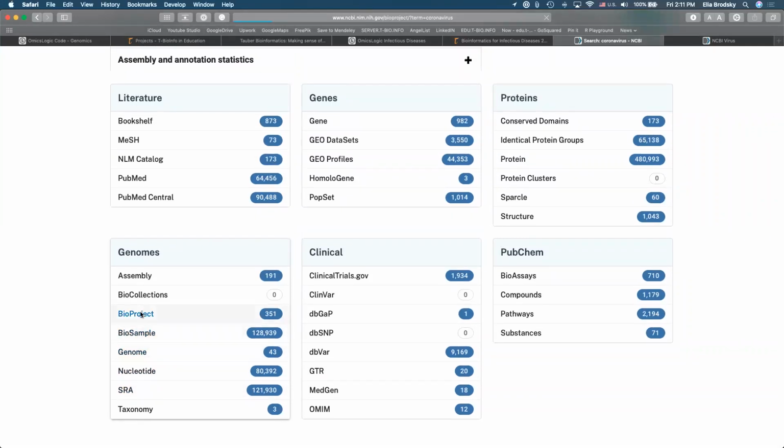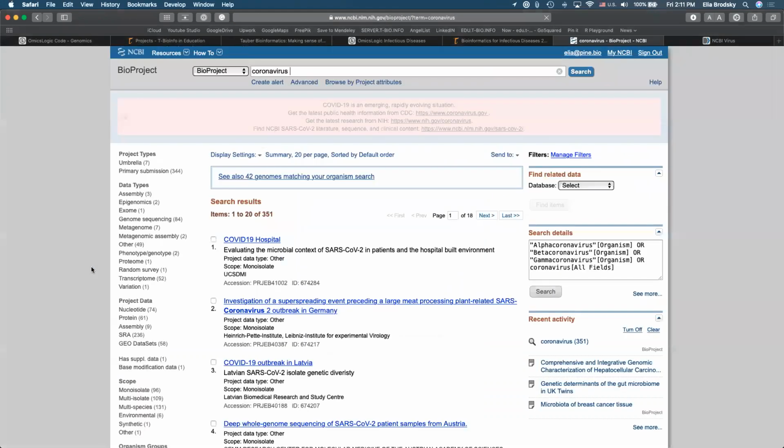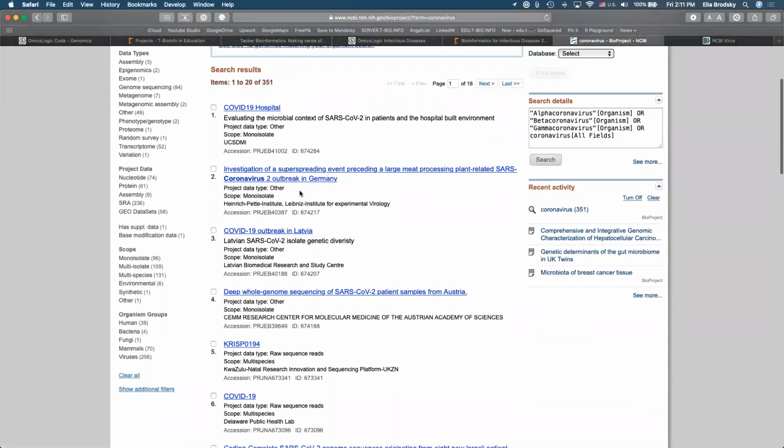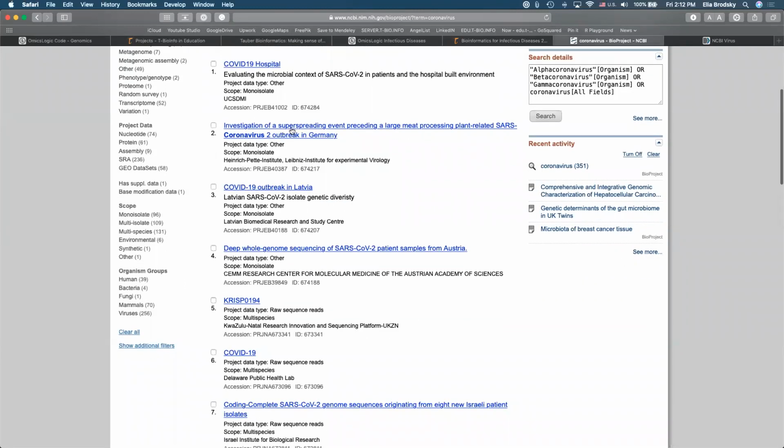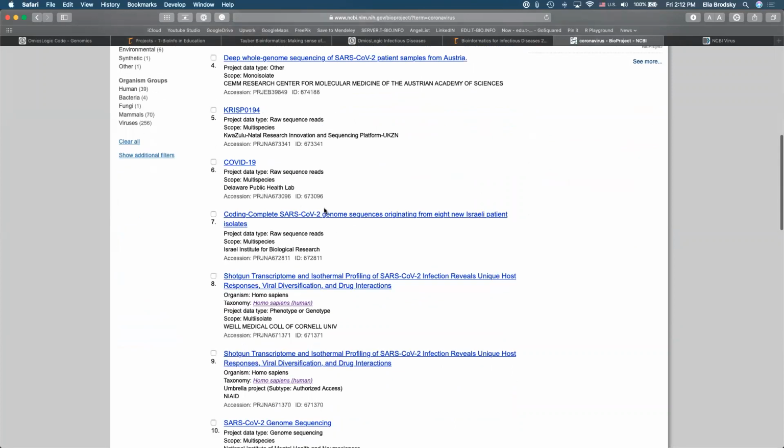If you just look through some of the titles of these BioProjects, you can find what type of data sets are available and think, how can you ask a specific question of these data sets? For example, evaluating the microbial context of SARS-CoV-2 in patients and the hospital-built environment, or a super spreading event preceding a large meat processing plant related SARS coronavirus 2 outbreak in Germany. Right? So really fascinating data sets.